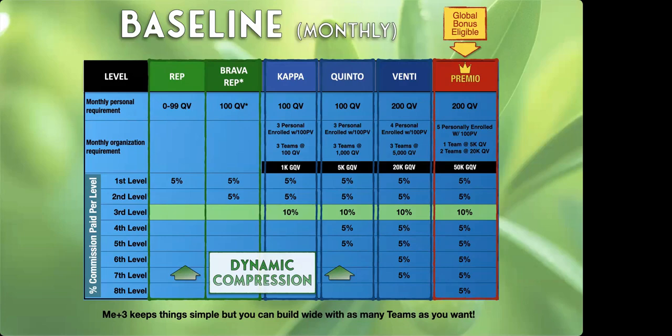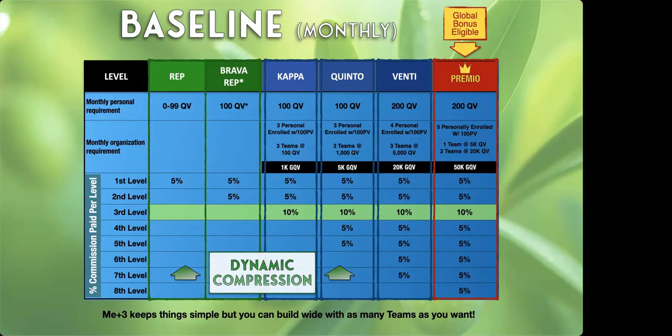The second requirement is personally enrolled. You would need to have 5 people that you've personally enrolled. That could be business builders or customers. And they don't have to be placed front line to you. They could be placed anywhere within your first 3 levels. But there are 5 people that you have personally enrolled, customers or business builders.